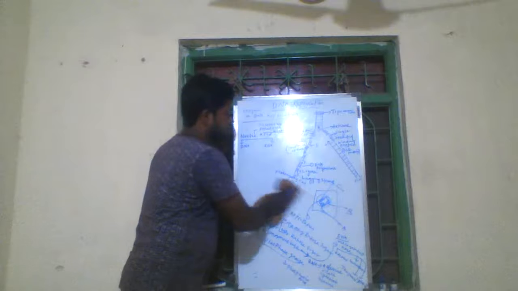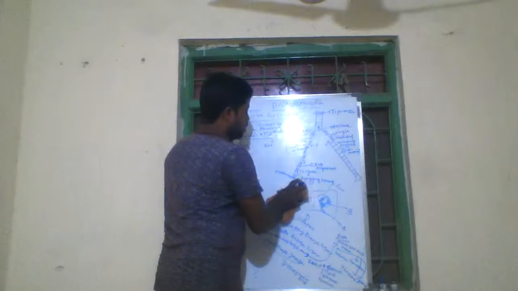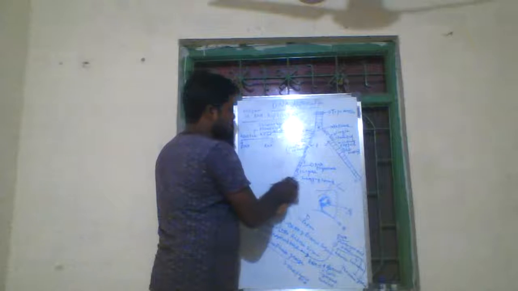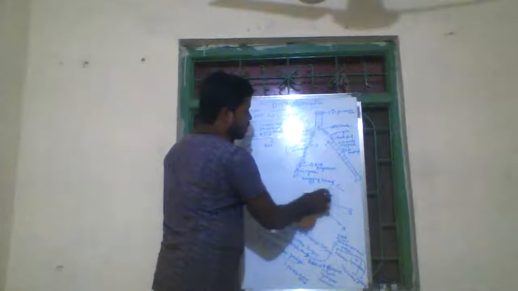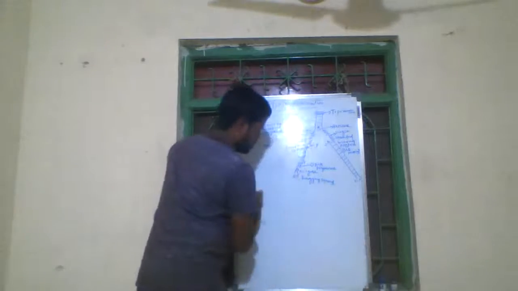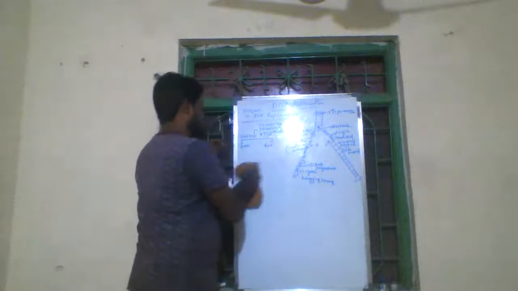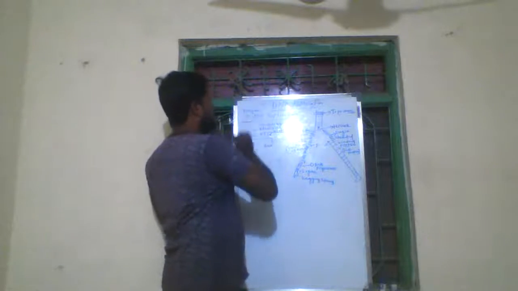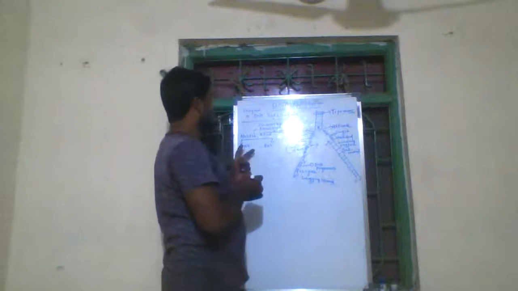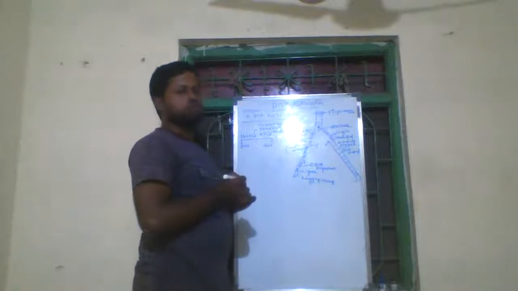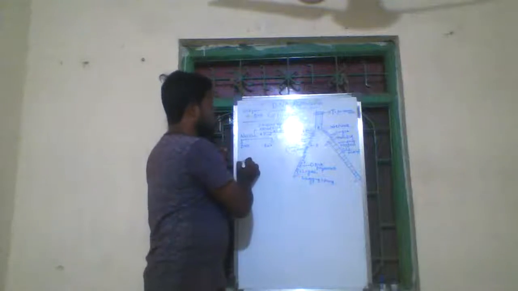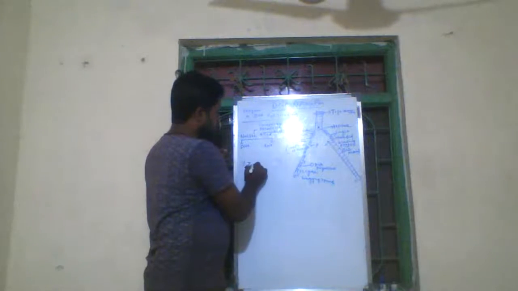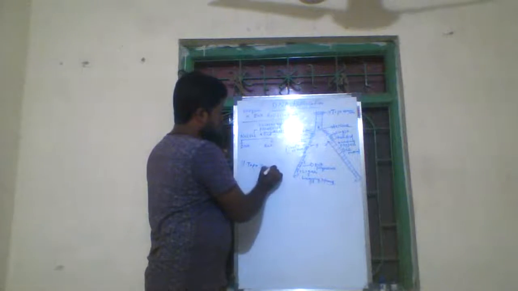So now we are going to discuss how DNA replication actually happens and which enzymes are mainly involved in this process. There are many types of enzymes present in DNA replication. One is topoisomerase.